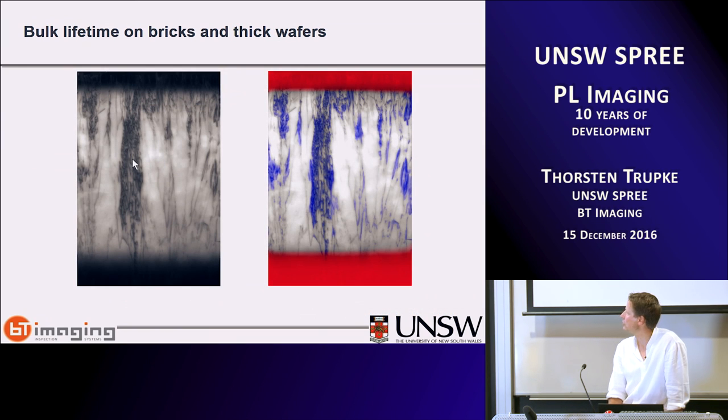We can, of course, use automated image processing to characterize these defects, and this is what people use in production now for very quick feedback. So in previous times, people would have to cut this brick into wafers and make them into cells. Now you get fast feedback from this measurement technique to show the defect density straight after cutting the brick.